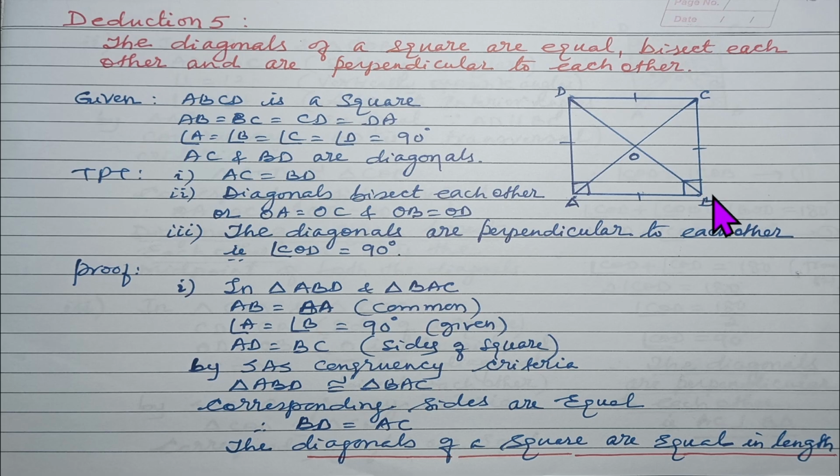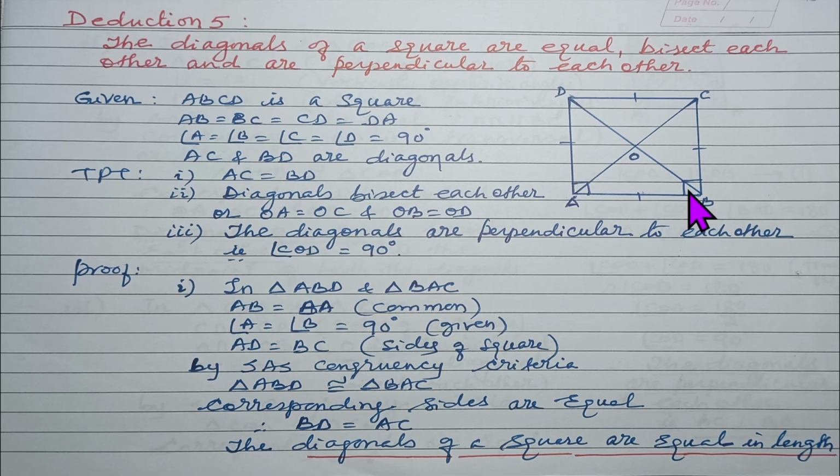Now let us go to the first important property, that is, we have to prove that AC and BD are equal. And for that, let us consider two triangles. I have taken triangle ABD and triangle BAC. In triangle ABD and BAC, we know that AD is equal to BC, opposite sides of a square, and AB and BA are common.